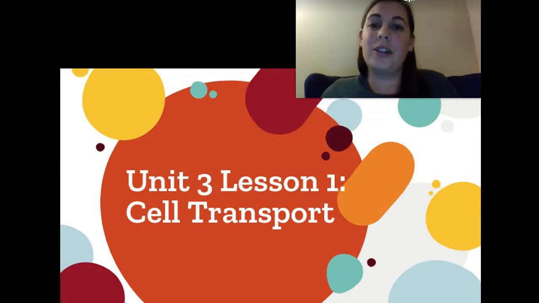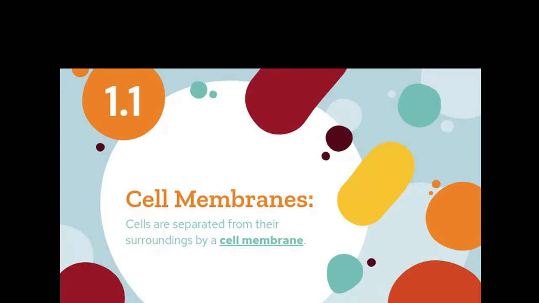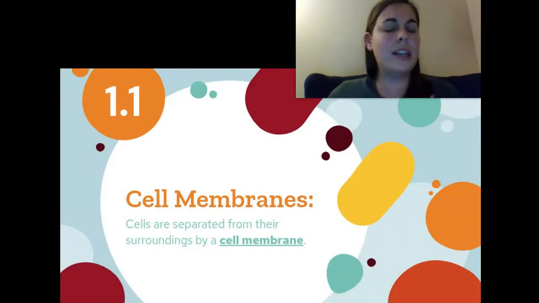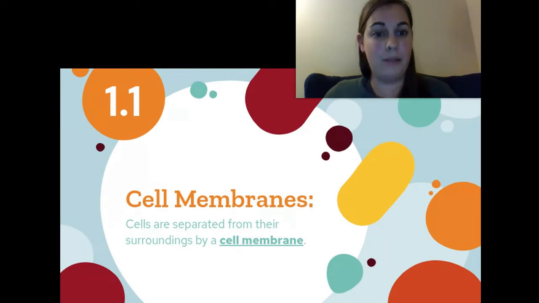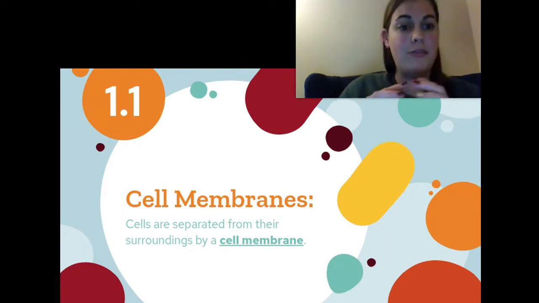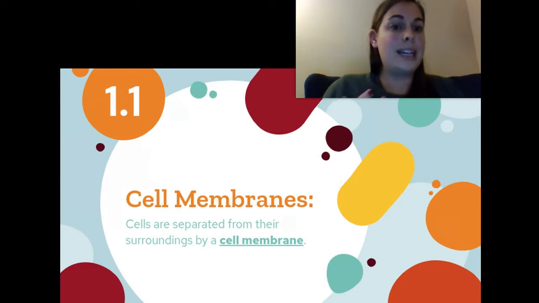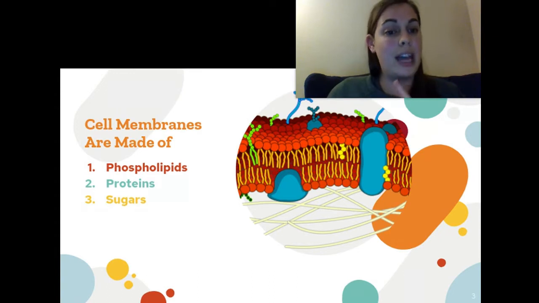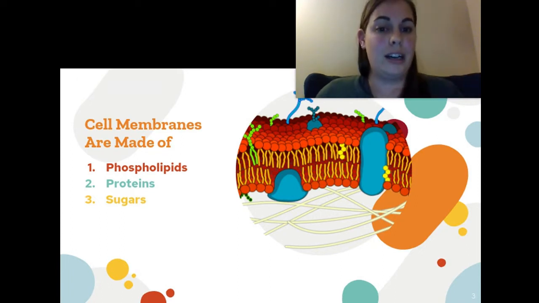Hi, everybody. Miss Judd in the corner here to start us off with our first lesson in Unit 3 about cell transport. Now, the organelle that we're going to be talking about a lot here is the cell membrane. The cell membrane is super important because it controls what comes in and out of the cell. It separates our cell from the outside world. It is made up of 3 parts: phospholipids, proteins, and sugars. So it's not just the line that we sometimes draw, but it's made up of a bunch more things. There's a lot more going on here.